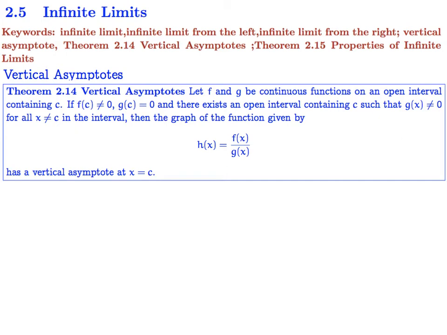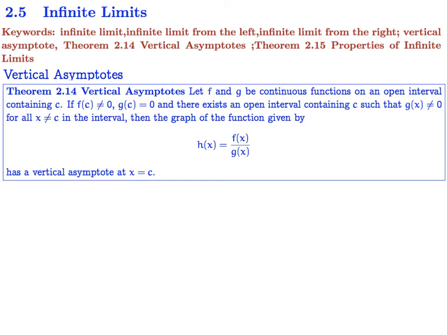So here's a theorem that tells us how we can go ahead and find some vertical asymptotes if we have a function. So let's suppose we have f and g, nice continuous functions, on an open interval containing a point c. If f of c is not 0 and g of c is 0, and there exists an open interval containing c such that g of x is not equal to 0 for all x not equal to c in that interval, then the graph of the function given by h of x equals f of x divided by g of x has a vertical asymptote at x equals c.